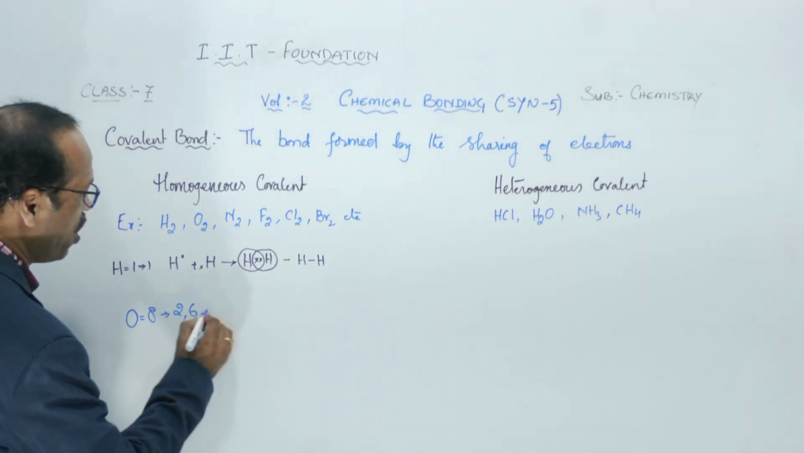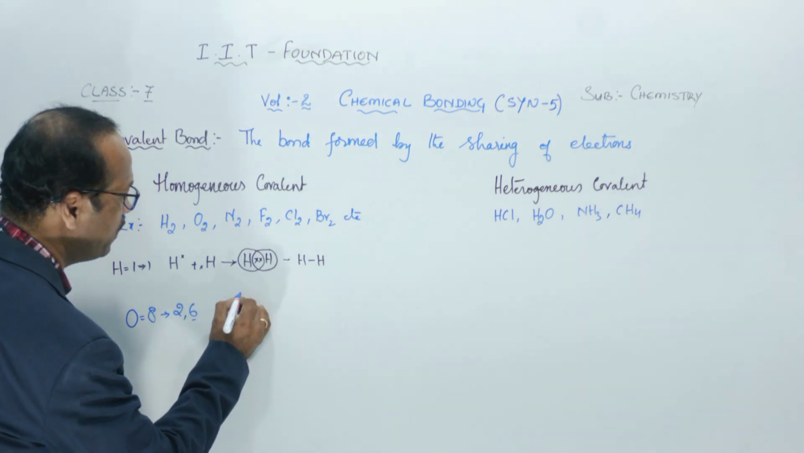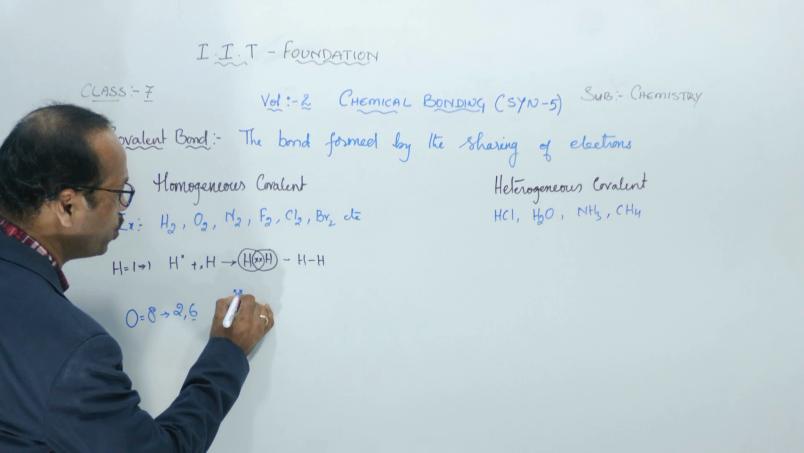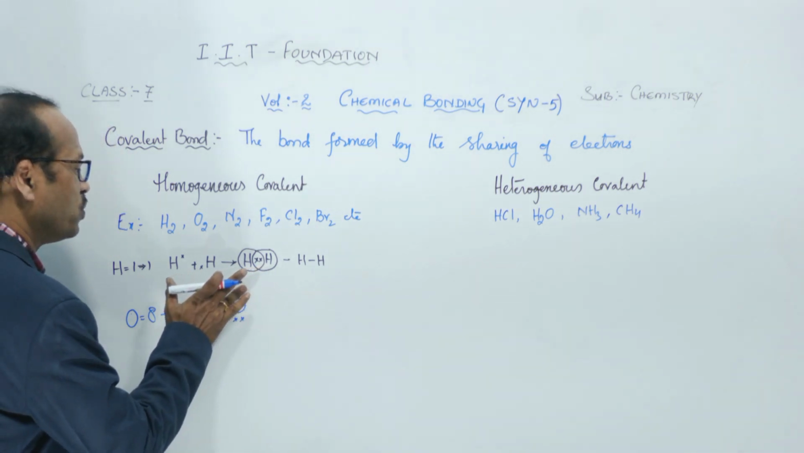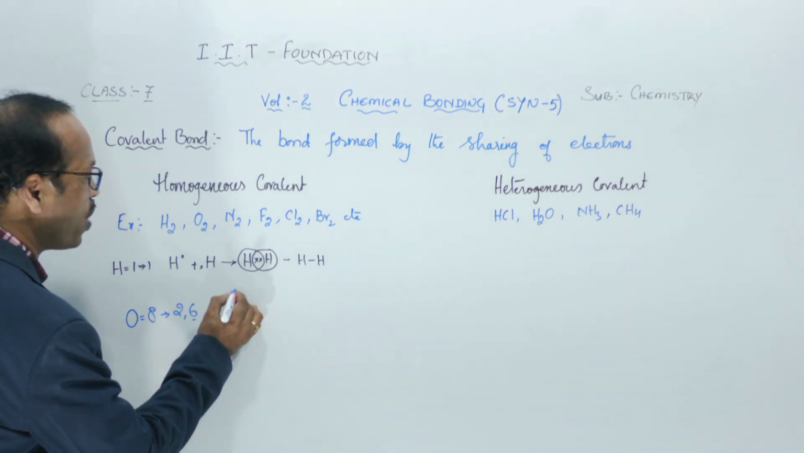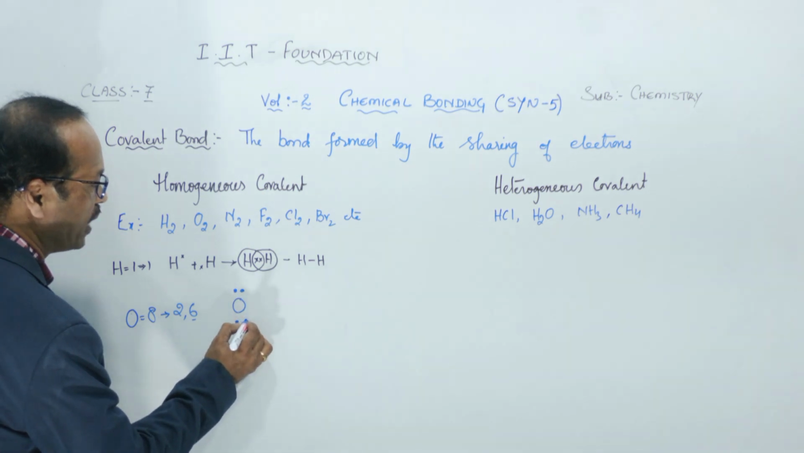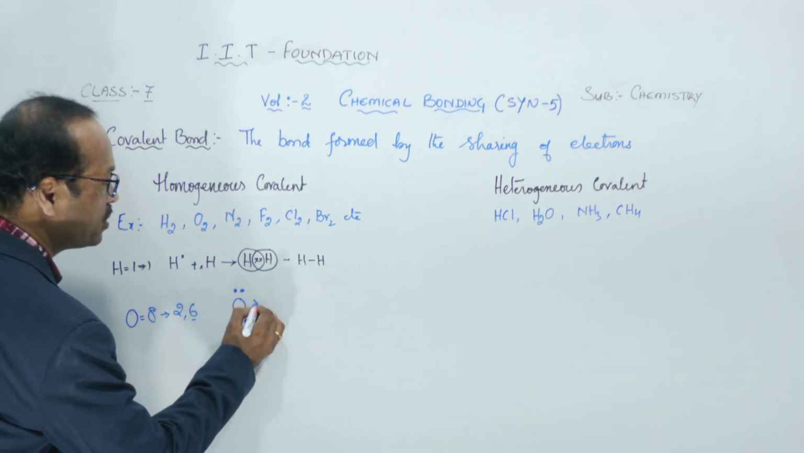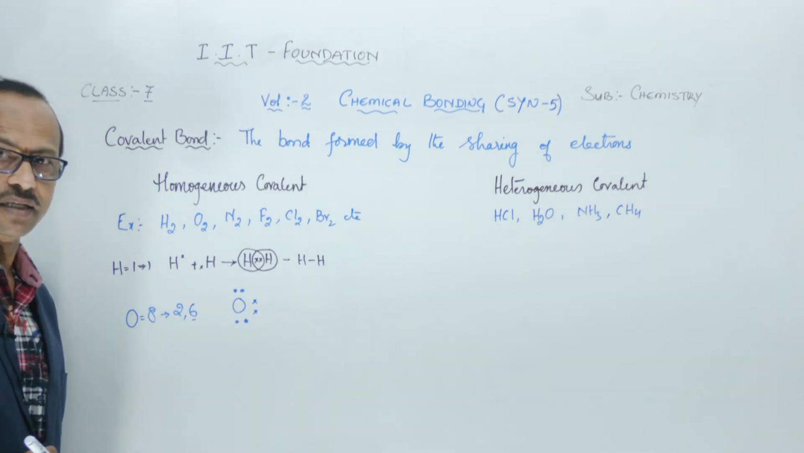So generally, oxygen has 6 electrons. How can I represent oxygen? See, oxygen here: 1 electron, 2 electrons, 3 electrons, 4 electrons. So 1 electron, put the dot, 2, 3, 4 electrons, and 2 more electrons also there, so this 1 and 2. Total 6 electrons are there in the oxygen, right?